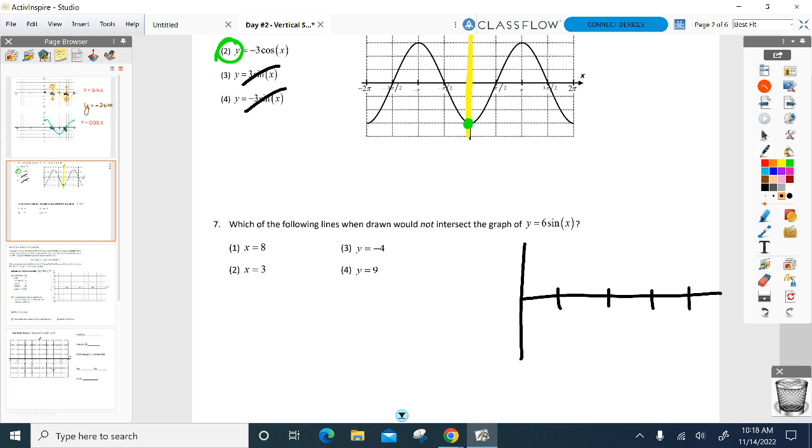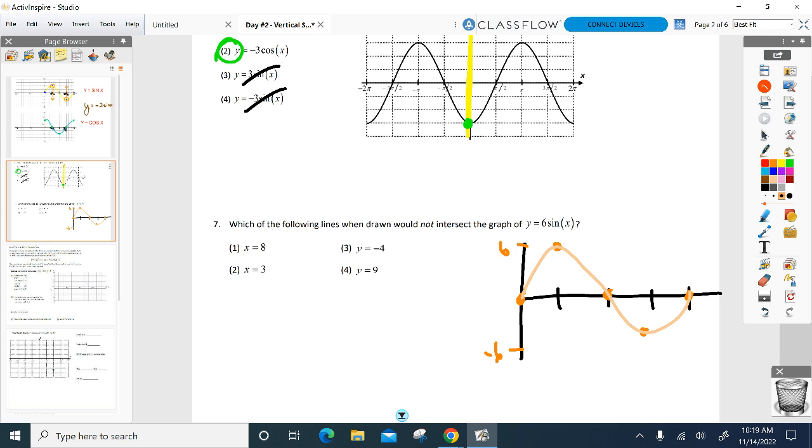Help me out. Sine starts where? 0. Then goes to where? Max, which is what? What's the max of this curve? 6. Good. Then goes back to 0, down to the min, -6, and then ends back up at 0. All right, so here's my curve.